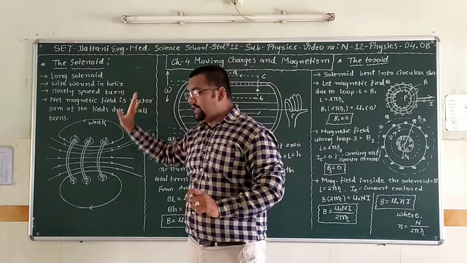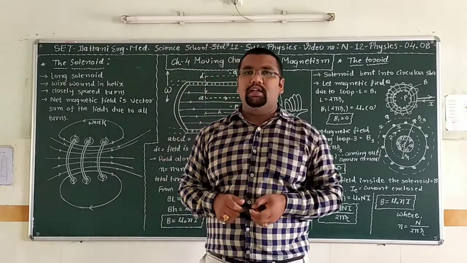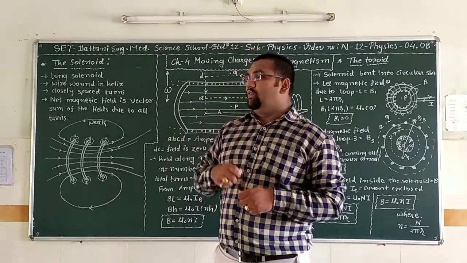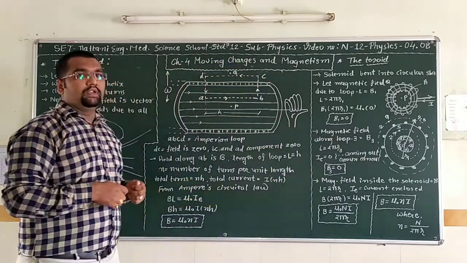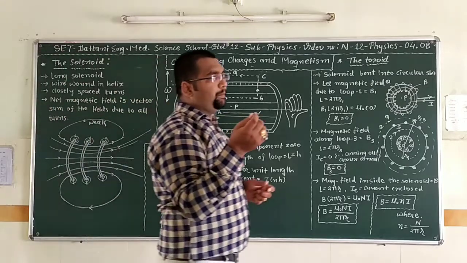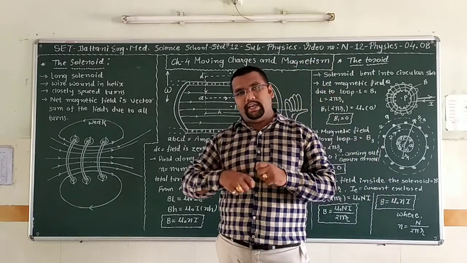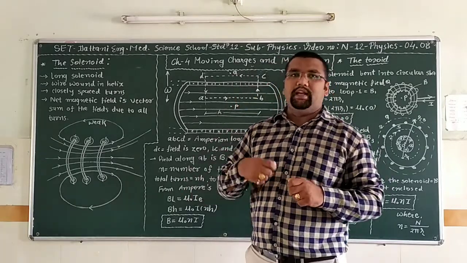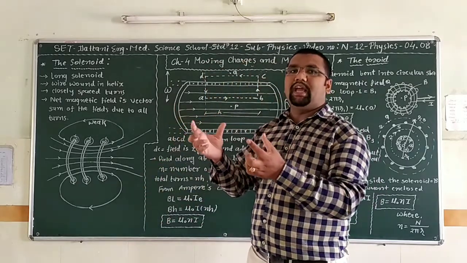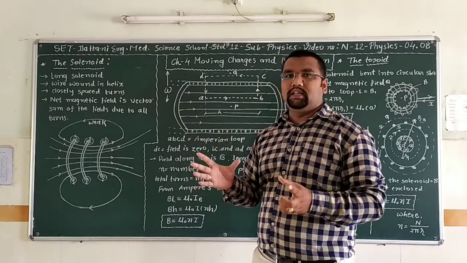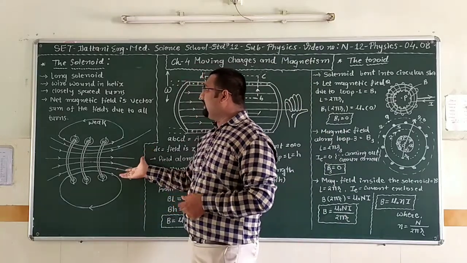Second one is wire wound in a helix. How can we make a solenoid? Simply, we can make a solenoid with a wire wound in a helical shape, in a helix form. If we take a simple pen and wind the wire on it in a helical shape, and at last we remove the pen from it, then the shape that we have is a solenoid. It has two ends. We can see the figure of the solenoid over here.